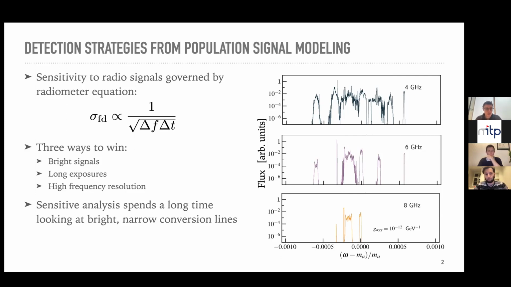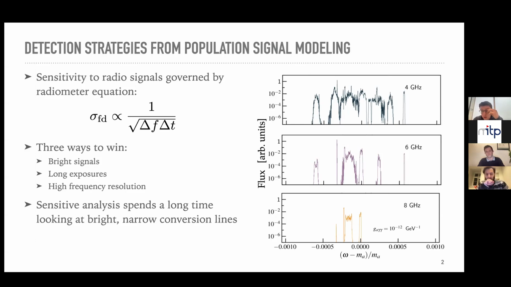So this tells us that there are 3 ways to win, right? We can look at bright signals, but the signals are what they are. The brightness is set by the axion coupling to photons, which is what we're going to try to figure out in the first place. So we're not going to win by cranking the signal up by increasing the coupling strength. We're just going to get what we get.